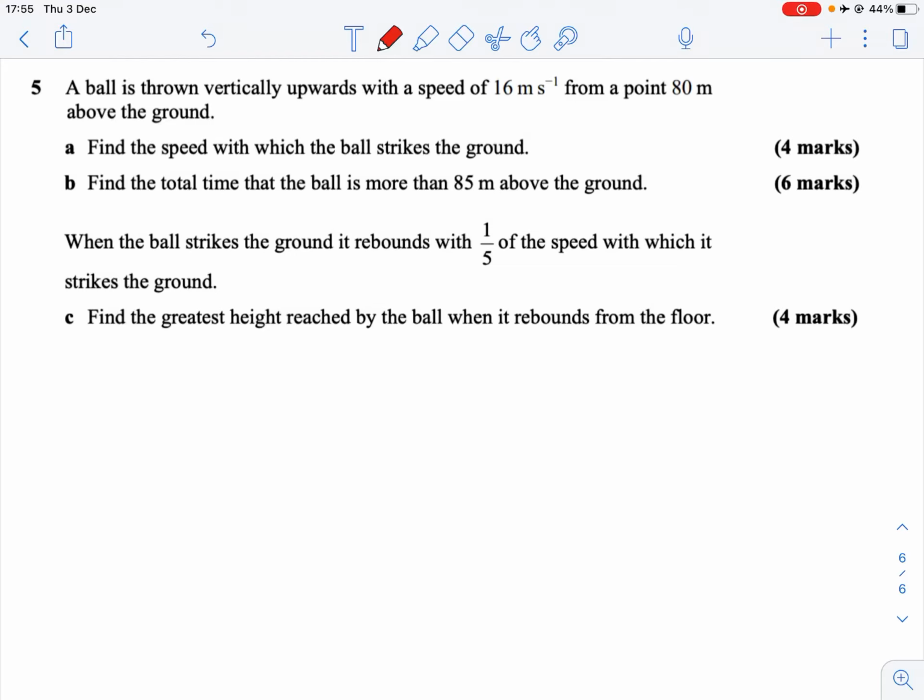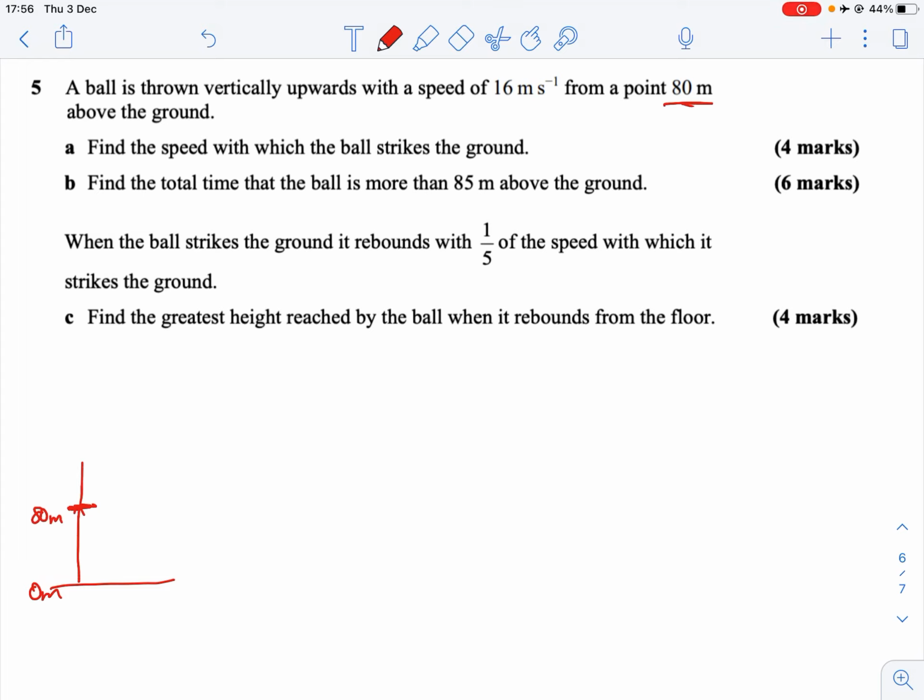So question 5. A ball is thrown vertically upward with speed of 16 meters per second from a point 80 meters above the ground. So remember, the first step when we're doing a mechanics question, we always sketch a diagram. So let's say this is the ground, so this is 0 meters. The ball is thrown from this point here, so this is 80 meters.